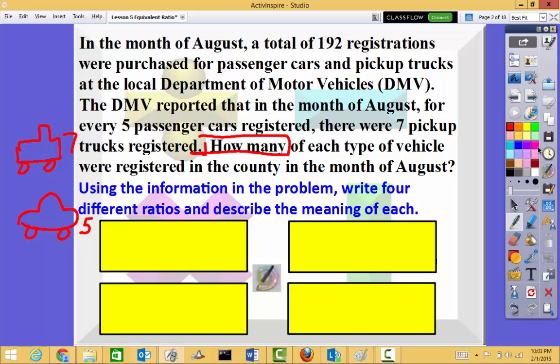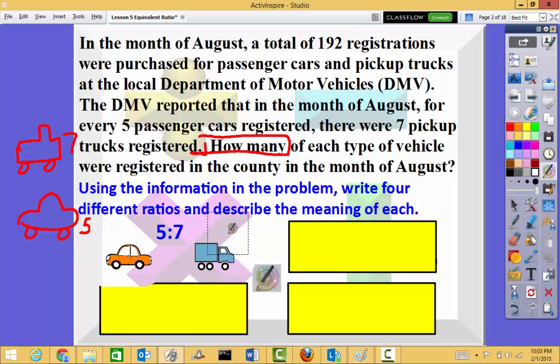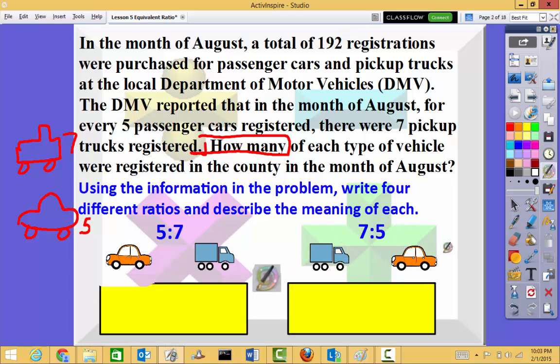But before we get to that, let's work on this portion just to remind ourselves. Use the information in this problem, write 4 different ratios, and describe the meaning of each. Well, one ratio is going to be comparing our cars, so 5 cars to 7 trucks. That's one ratio. Our other ratio can be, we just flip trucks and cars. So I have 7 trucks and 5 cars.